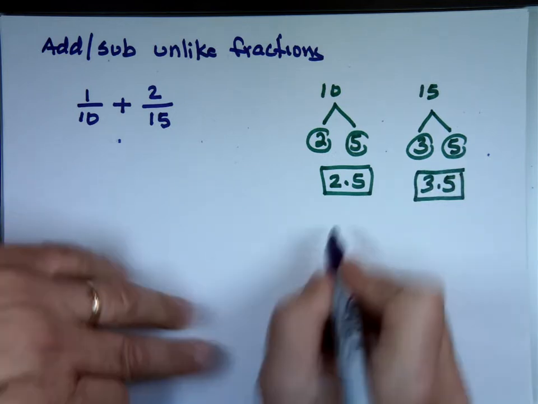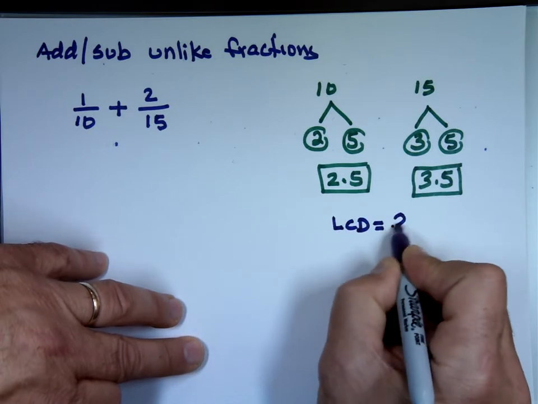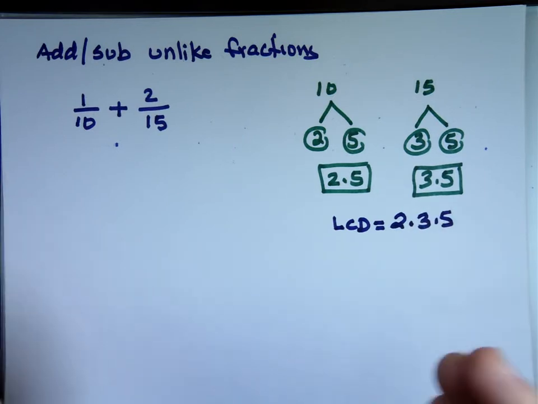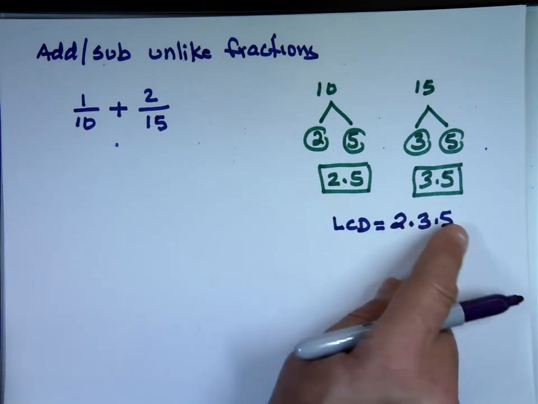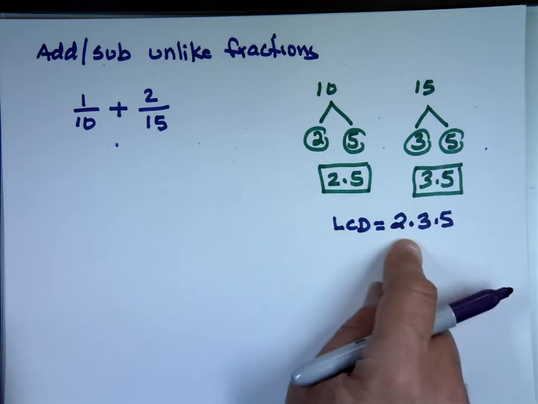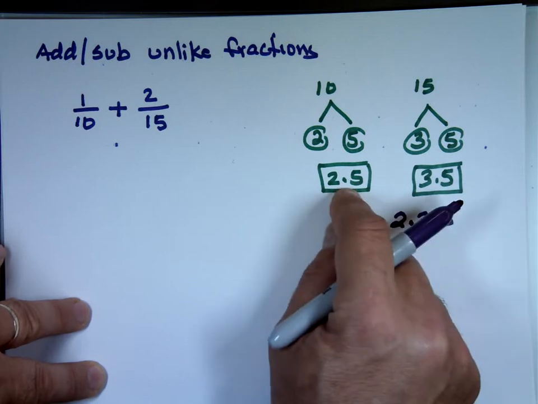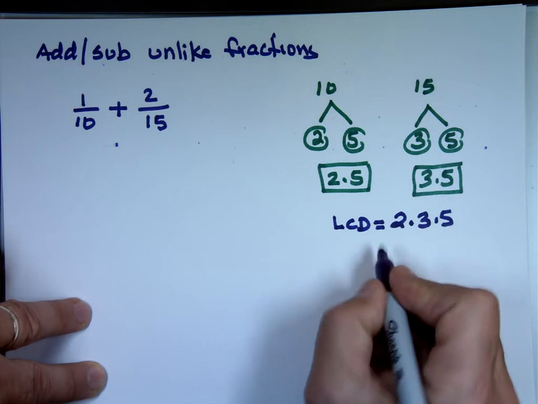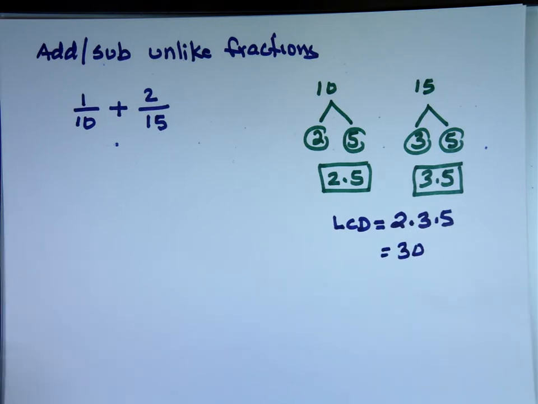So the LCD is going to be what? The multiplication of all the different factors. I see a 2, I see a 3, I see a 5. Each raised to its highest power. The highest power of 2 is 1. The highest power of 3 is 1. The highest power of 5 is 1. Remember, with the LCD or LCM, we do not combine the power here. We look at each one individually. The highest power is 1. 2 times 3, 6 times 5, that's what? 30. So my LCD is going to be 30 now.